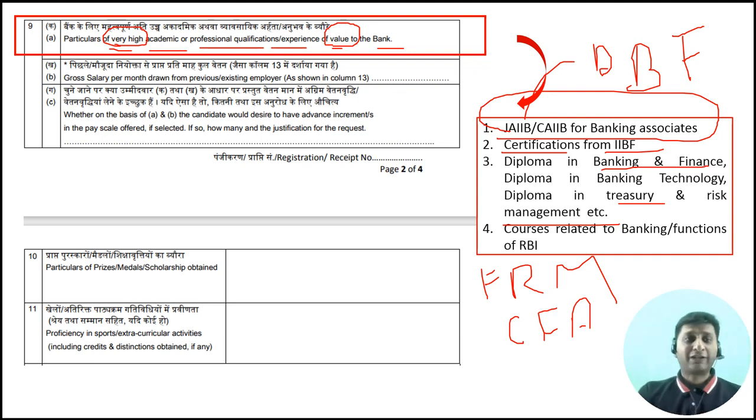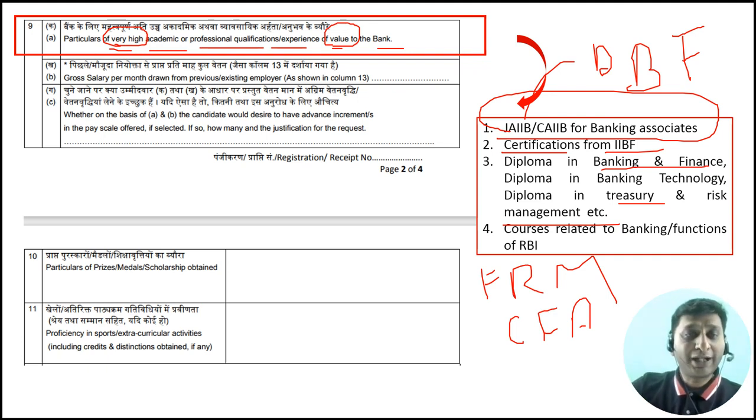So write it very selectively. Do not write anything just for the sake of it, because you would be required to justify it there. If you write that I have this very high professional qualification or experience and this can be of value to the bank, you would have to prove why this is very high and how it can be of value to the bank.